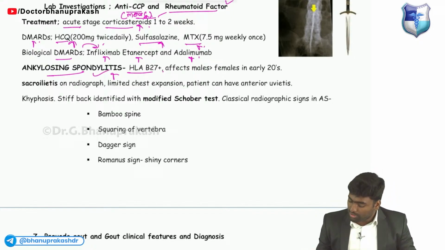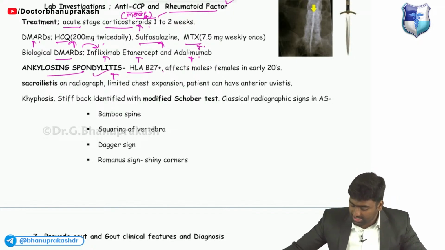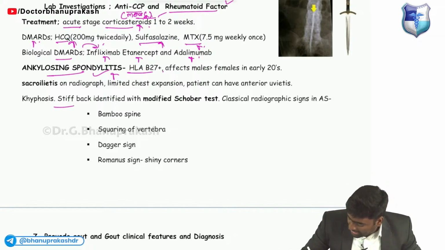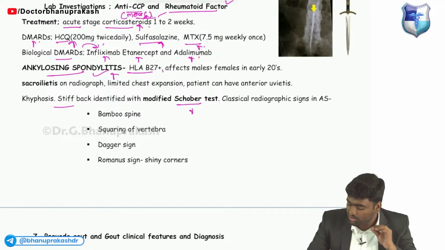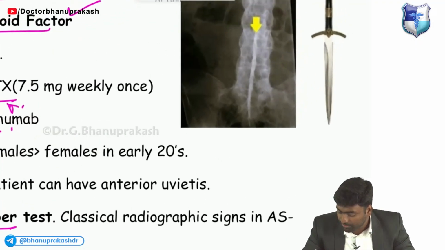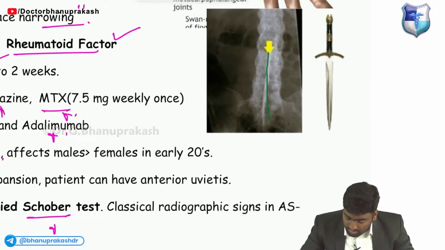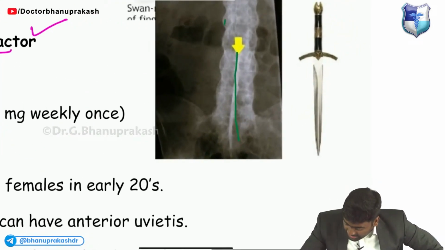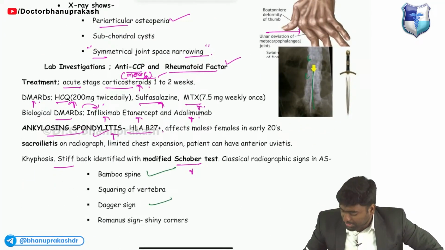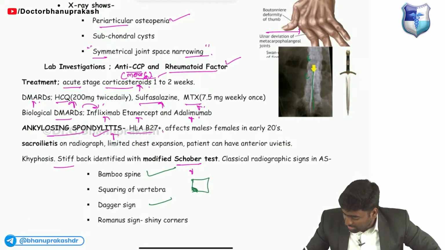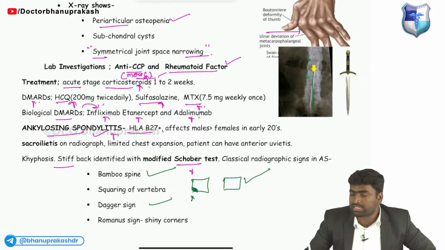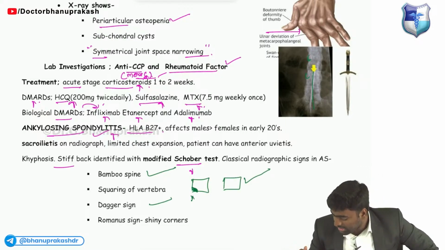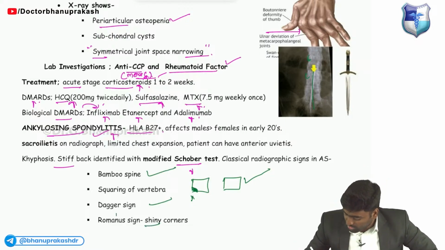Okay, ankylosing spondylitis. In the case of ankylosing spondylitis, there will be stiffness of the back, which will be identified by this test, where we tell them to bend, which is known as Schober's test. और हम radiologically देखेंगे, then there will be this central calcification, which is known as what? Dagger sign. Then there will be the intervertebral discs also calcified. So this one will be known as what? Bamboo spine. And there will be inflammation around the vertebra, leading to this. Initially there will be shiny corners, followed by squaring of vertebra. Next, this shining is known as Romanus sign.